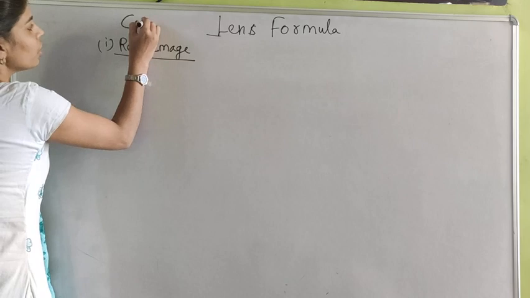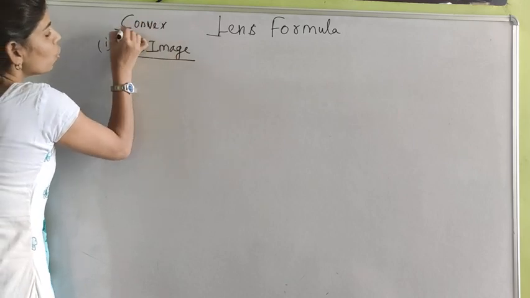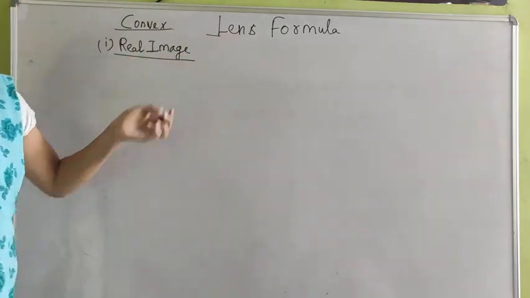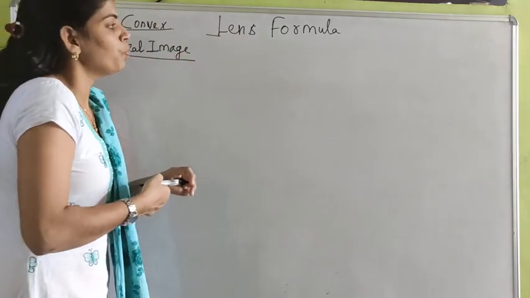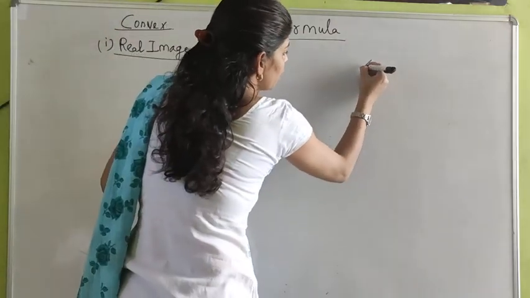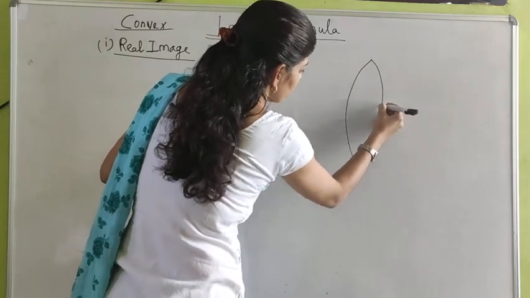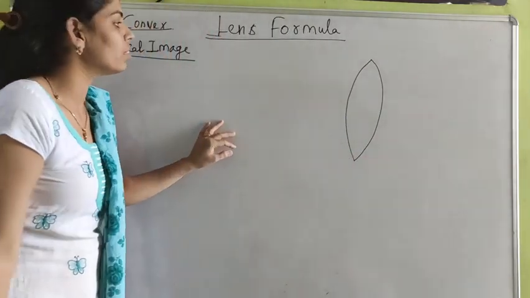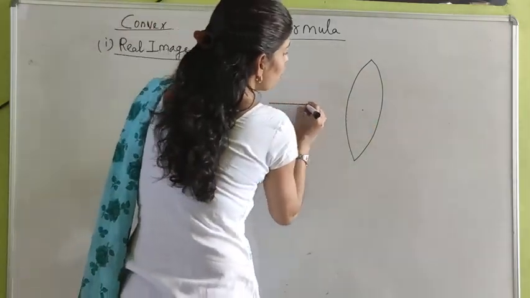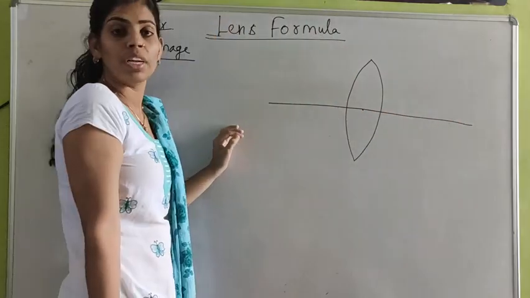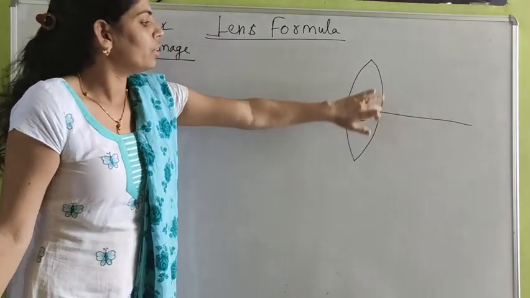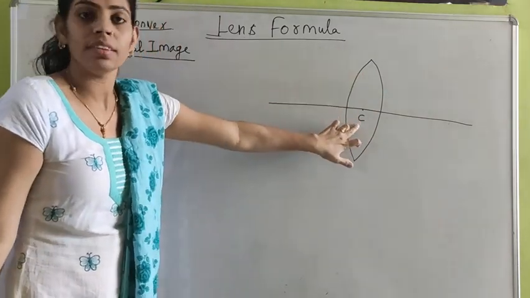First we are deriving the lens formula for the convex lens, and in convex lens we will derive the lens formula for the real image. So first we will draw the ray diagram. For the ray diagram, first we will take a lens, this is convex lens, this is optical center. Through the optical center we will draw a line that is known as principal axis. This is optical center. We will denote the optical center for this convex lens by letter C.